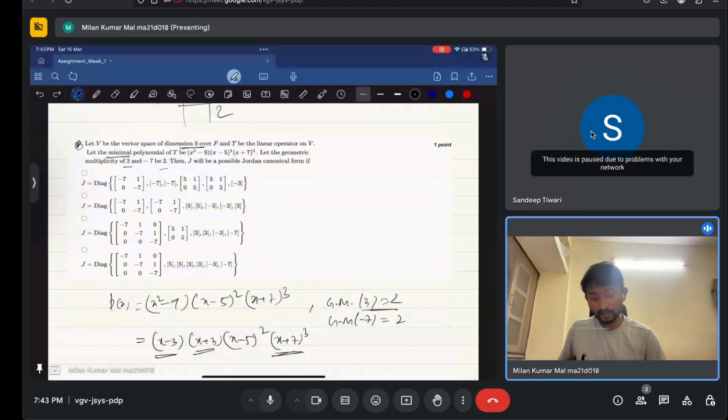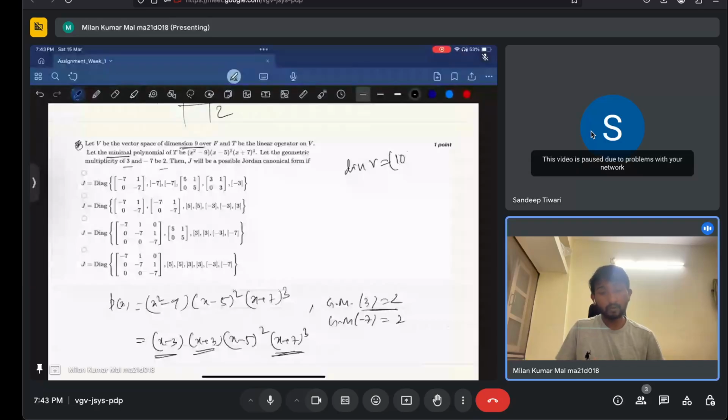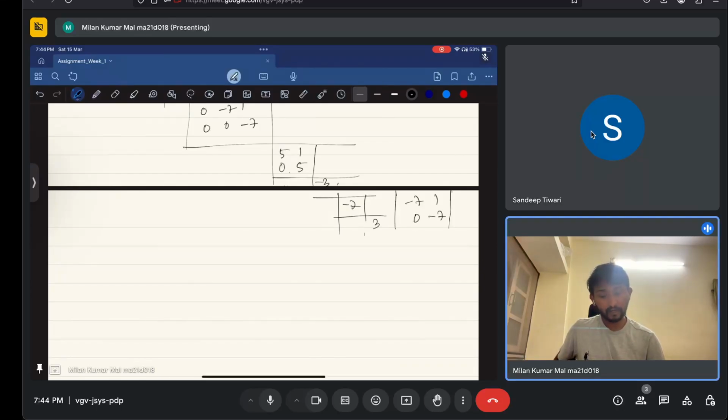Suppose here the dimension of the vector space V is 10, for example. In that case, three possibilities will come. One possibility is that it will have minus 7 3. Minus 7 1 0 minus 7 is possible. These two are possible, and also minus 7 minus 5 is possible, right? All these possibilities would arise if the total dimension of the vector space V is 10.